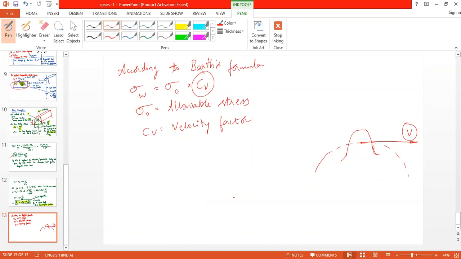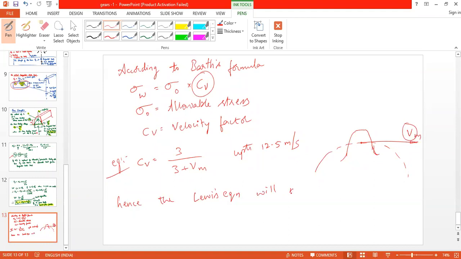For example, this Cv is equal to 3 by 3 plus Vm, where Vm is the pitch line velocity. This is for ordinary gears operating at a velocity up to 12.5 meters per second. This is an example of how the equation for Cv will look. Hence the Lewis equation will become like this.